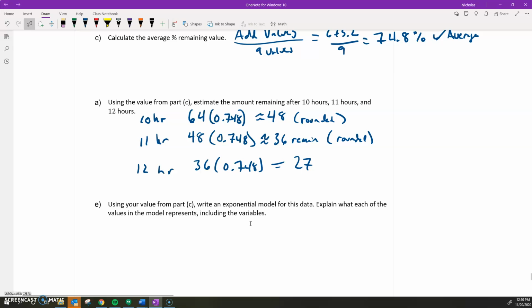Using the value from part C, write an exponential model for this data. Explain what each of the values mean in the problem.